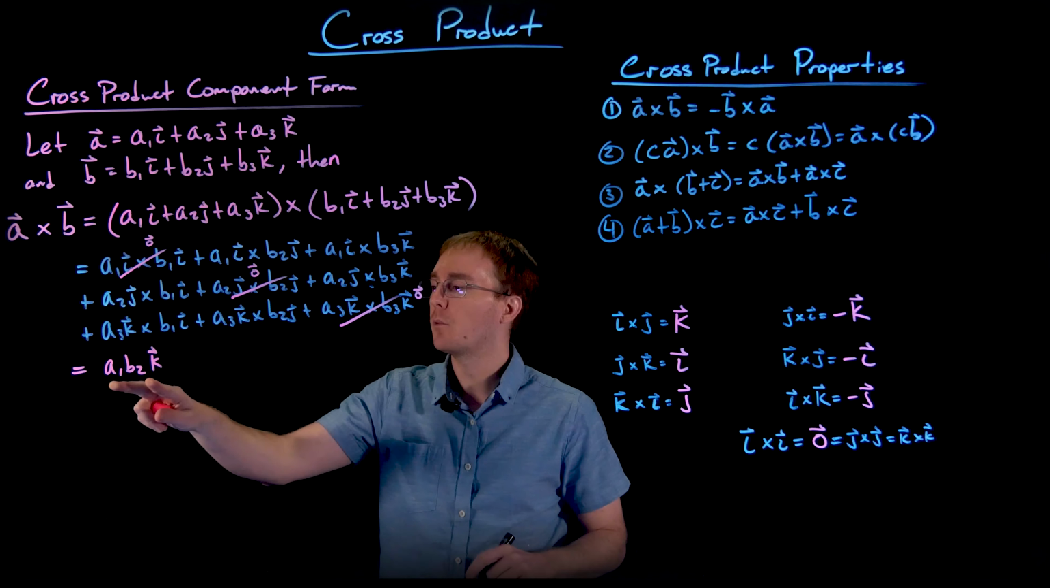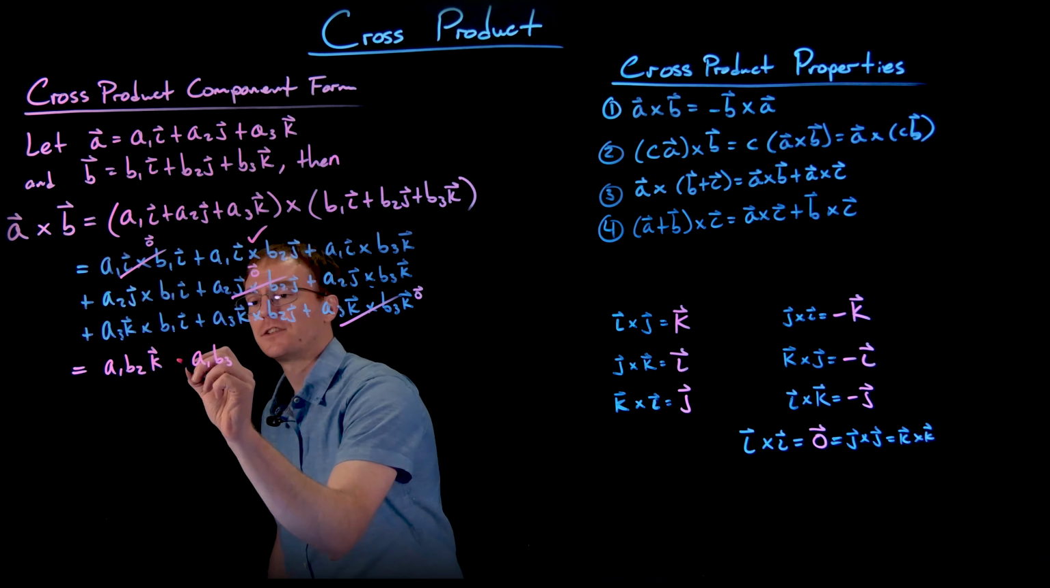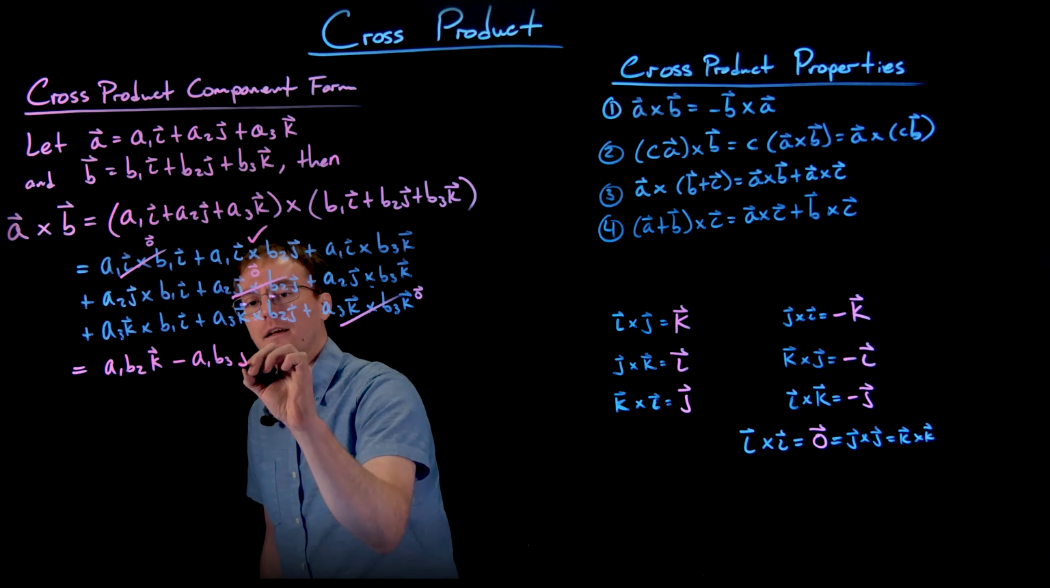So now let's go ahead and look at our next piece. A1i crossed with B3k. Well, we can bring these constant factors of A1 and B3 out. And then we're going to be left with i cross k. And well, what do we know about i cross k? It's equal to negative j. So I'll bring the negative sign out front and put the j at the end.